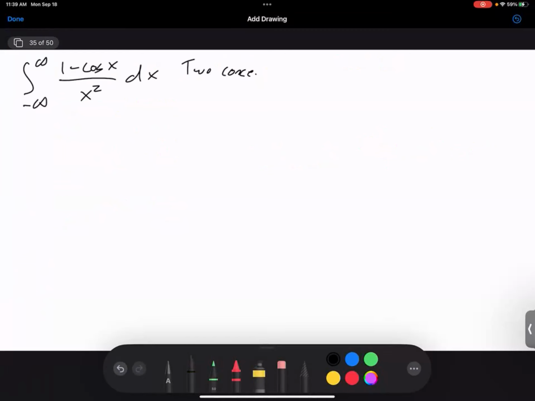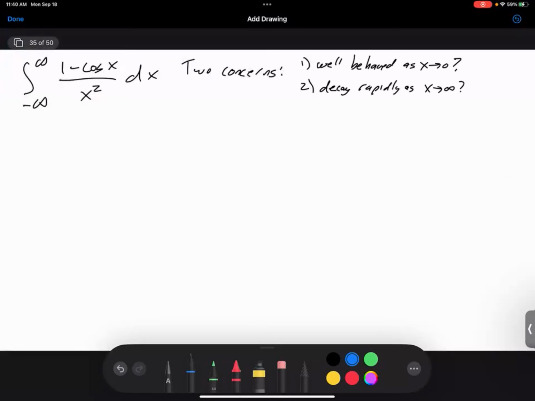Can anybody tell me what the two concerns are for this to be well defined? So what values of x make you worried? Everything's going to work out. 0. So it needs to be well behaved as x goes to 0. And what else? Infinity. Yeah. It must decay rapidly as x goes to infinity.